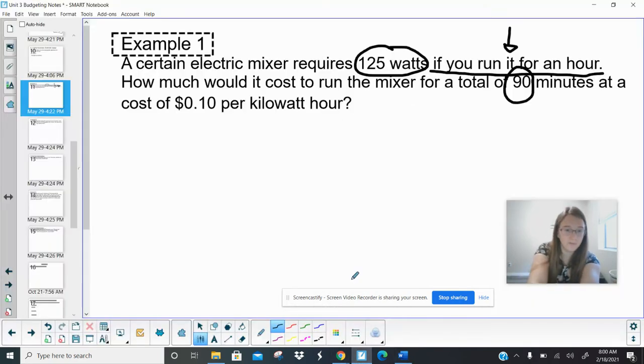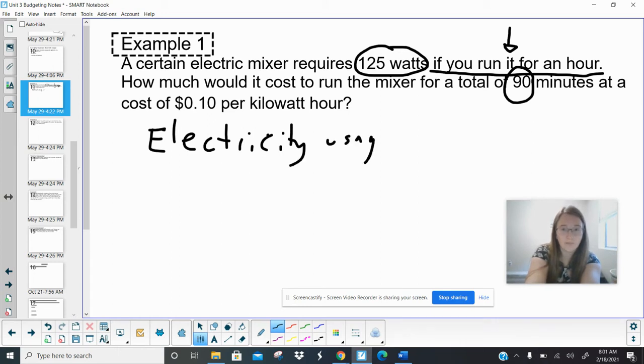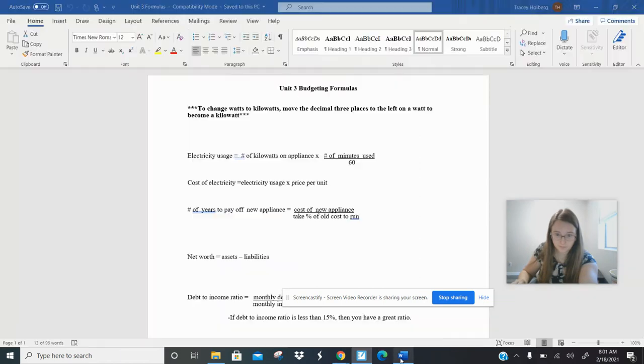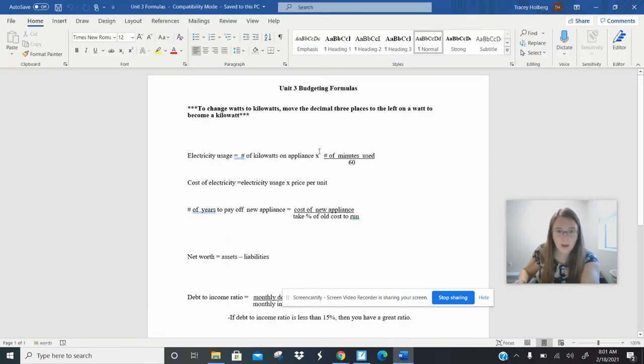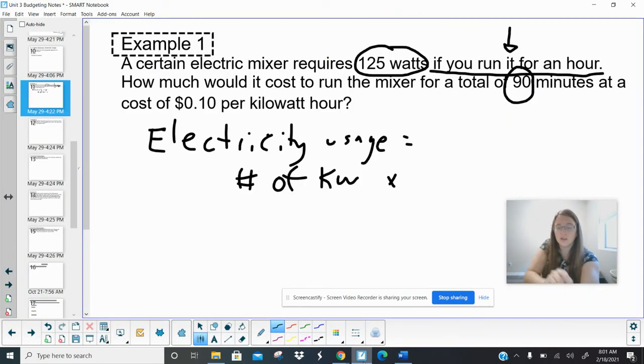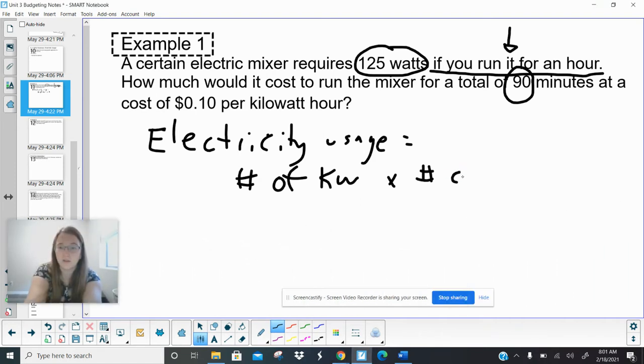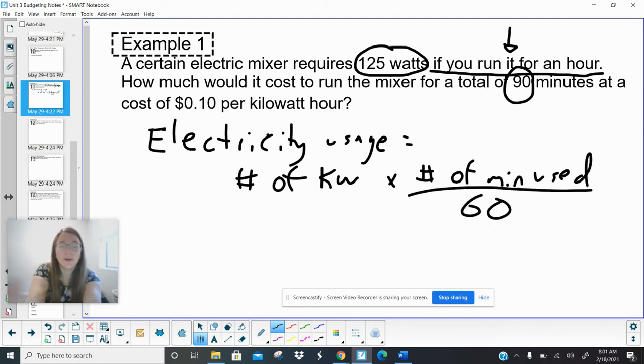So I'm going to go ahead and copy this over. This is the electricity usage formula, which is number of kilowatts, we're going to come back to that in just a second, on appliance. So I'm just going to say number of kW, that's kilowatts, times number of minutes used divided by 60. That number of minutes used divided by 60 tells us how many hours we use it.